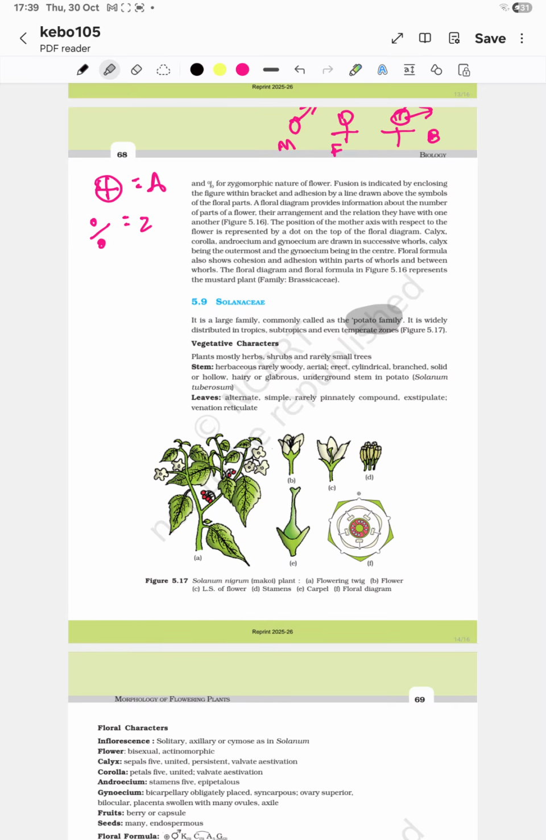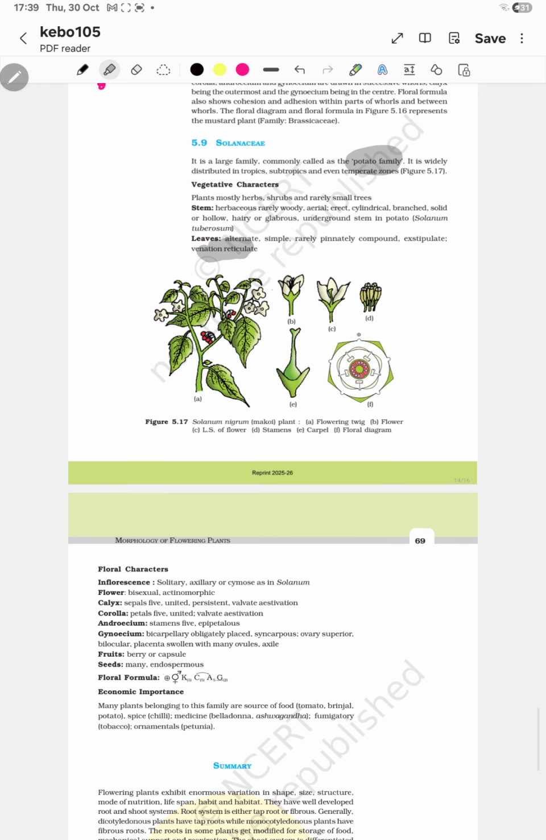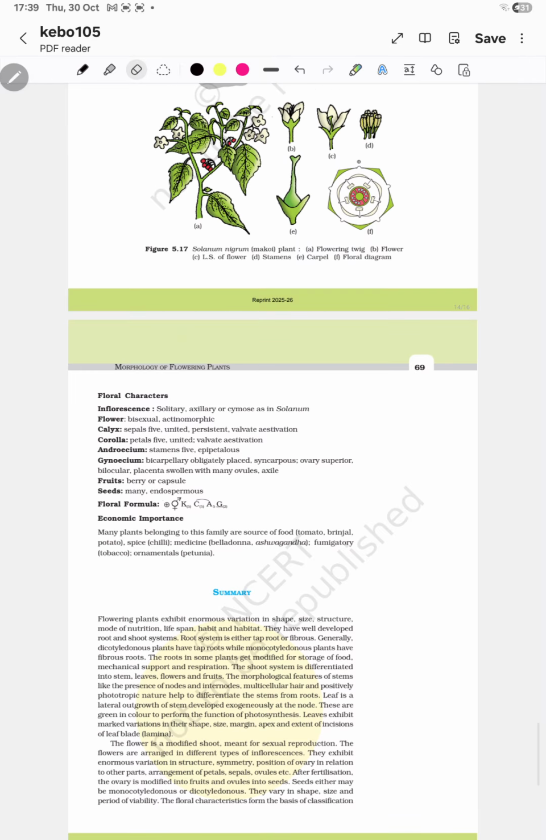Plants are mostly shrubs, herbs and rarely trees. Stems are herbaceous. Leaves are alternate. Venation is reticulate, which means it's a dicot plant. And this is its floral diagram. It's actinomorphic. Okay. So now, inflorescence is solitary. Cymose. Cymose means basipetal succession. Main axis terminates in a flower, as you can see here.